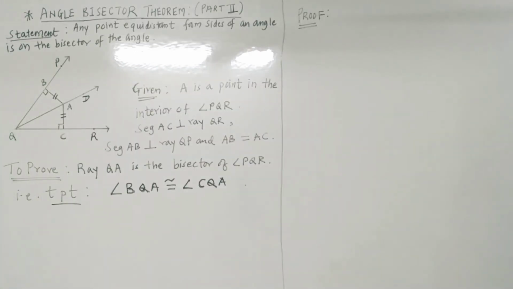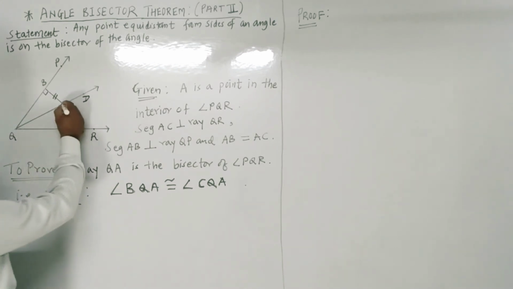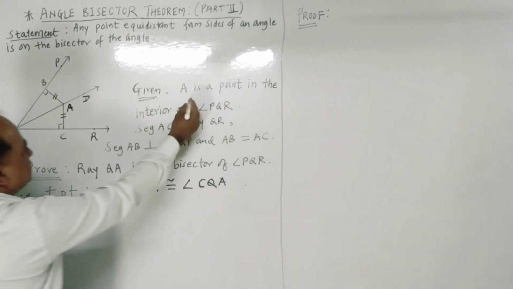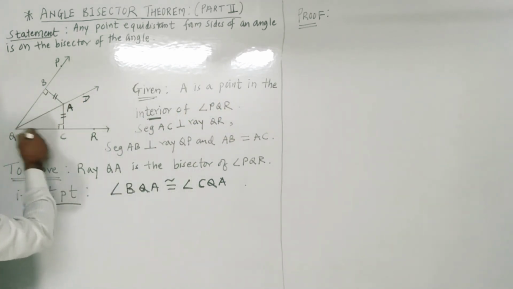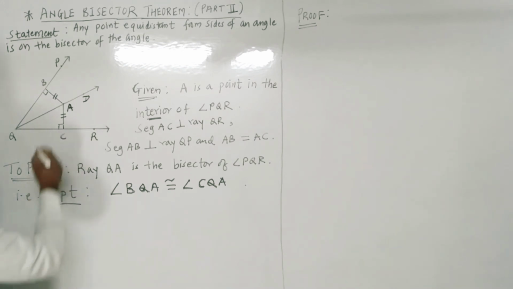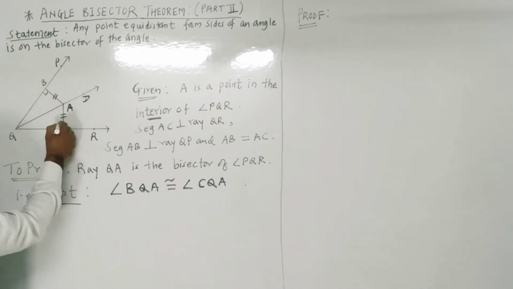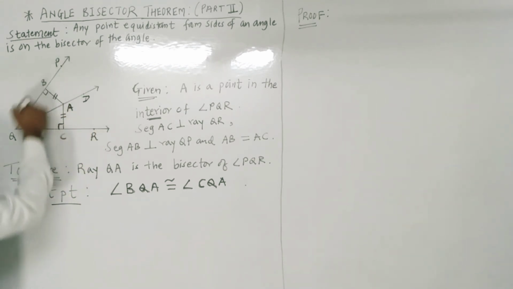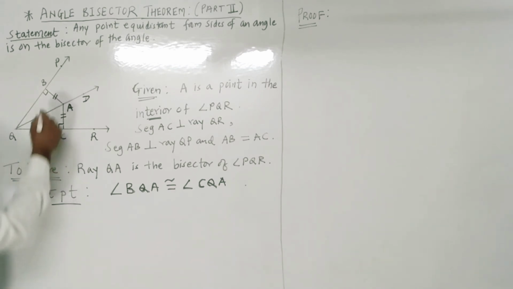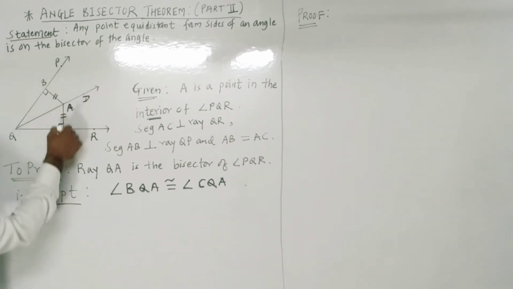Angle bisector theorem, part 2. The statement of the theorem is: any point equidistant from the sides of the angle is on the bisector of the angle. So here the given part is: point A is a point in the interior of angle PQR. Segment AC is perpendicular to ray QR and segment AB is perpendicular to ray QP. And it is also given that side AB is equal to side AC.